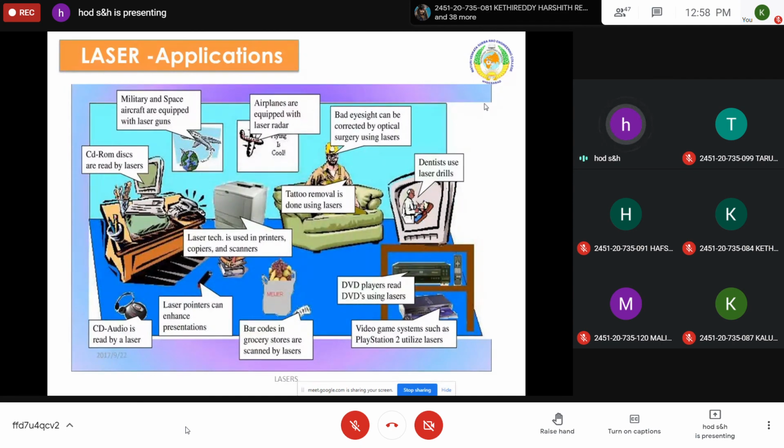CD-ROM disk reading. Previously, before you used memory sticks or pen drives, CDs were there, and they were read by a laser only. And optical fiber communication, and also aeroplanes are equipped with laser radar. And the removal of tattoos can be done by using laser. And the principle behind DVD players, DVD readers, they are made with this laser only. All these video games. So there are many applications of lasers.